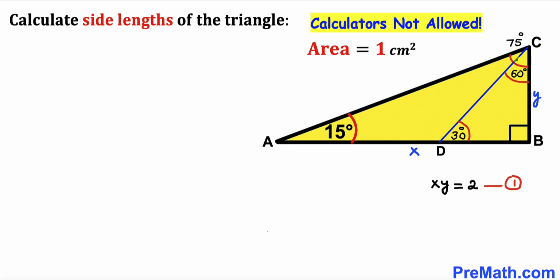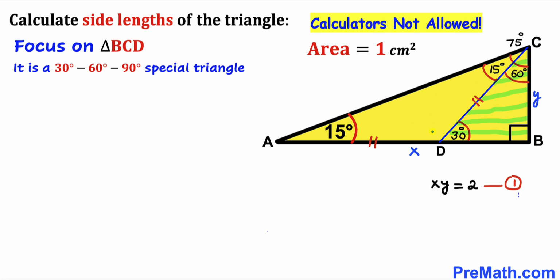Now let's make an observation. We know that this whole angle is 75 degrees and this angle is 60 degrees. So therefore, this remaining angle ACD is going to be 15 degrees. Now we can see that this angle is 15 degrees and this angle is 15 degrees as well. So therefore, this triangle ADC is going to be an isosceles triangle. So we conclude that this side length CD is going to be equal to this side length AD.